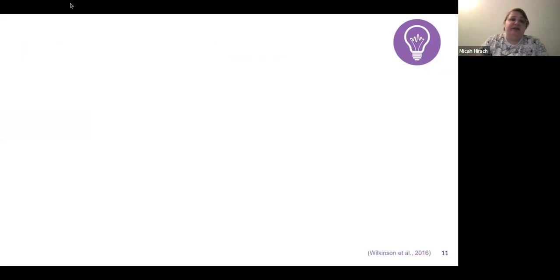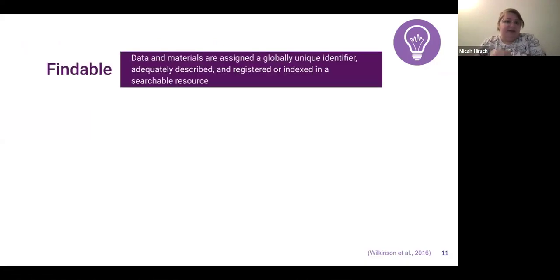So when you think about sharing data, it's also important to talk about how it is formatted, and guidelines for sharing data, which exist: the FAIR principles. FAIR is an acronym. The F in FAIR stands for findable. So your data materials are assigned a globally unique identifier, are adequately described in your metadata, and are registered or indexed in a searchable resource.